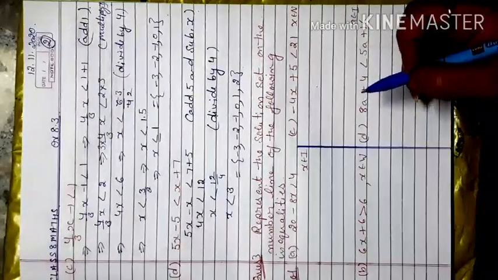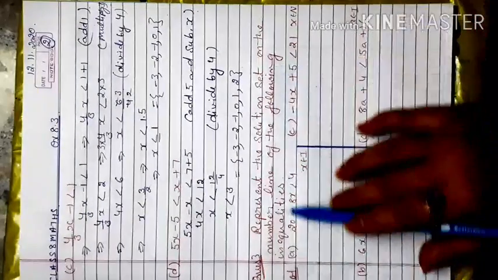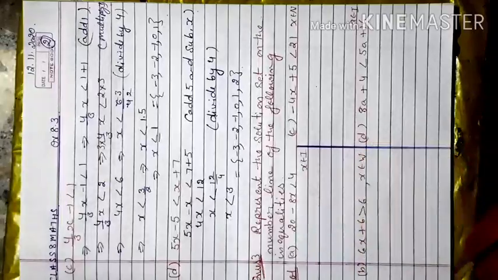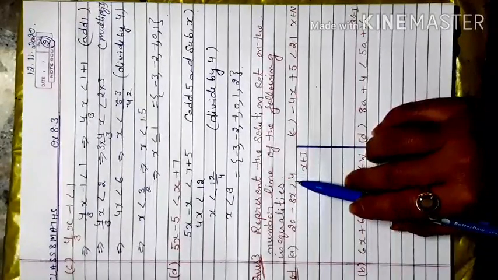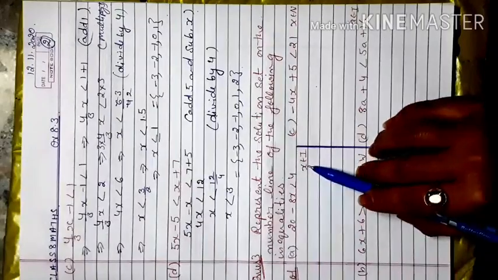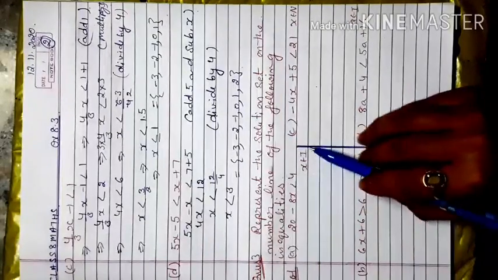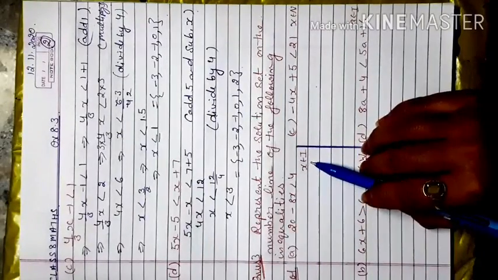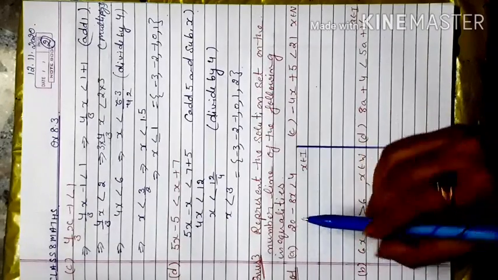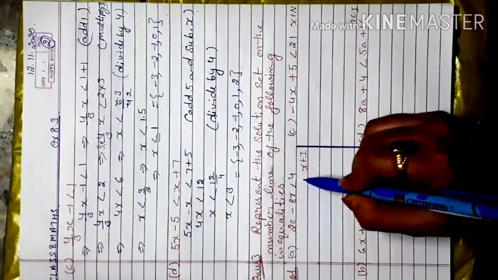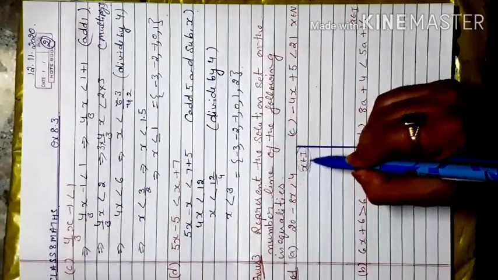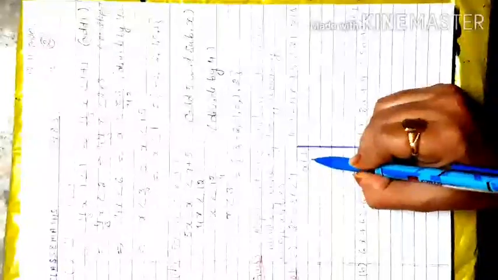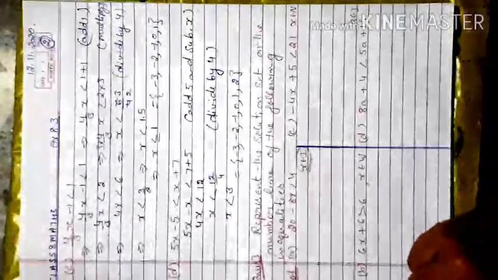Now here, how you represent the solution set on the number line of the following inequalities. First, you have to solve this one, try to find the value of x, and whatever universal set is mentioned, you try to find the solution and represent that solution on the number line. Suppose I have a question 20 minus 8x less than 4. When I solve this one and here x belongs to I, this shows that my universal set for this inequality is the integer set.